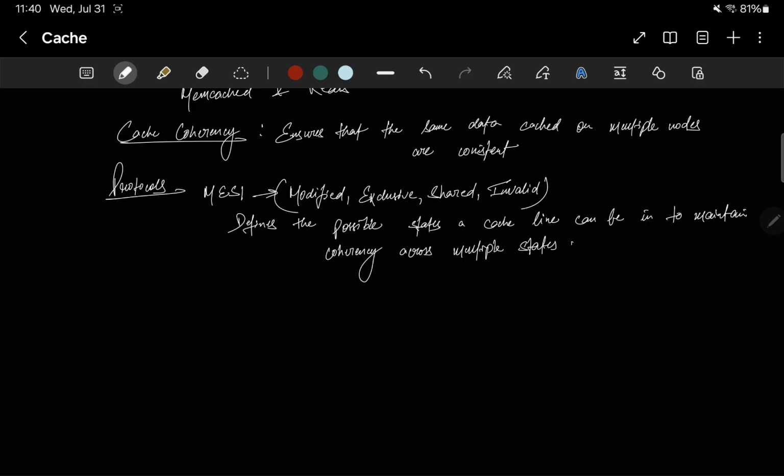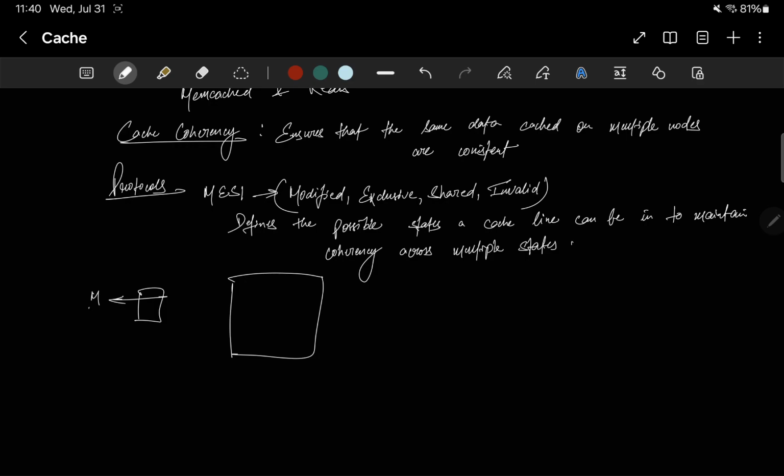So what is M? Modified. If something is marked as M, it means this cache line has been modified and is now different from the corresponding line in main memory. So there is a cache, there is a main memory. And if some entry in cache is marked as M, it means that it is modified. Now it's different from main memory.